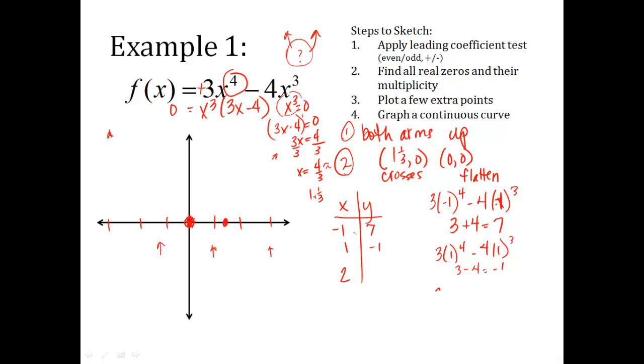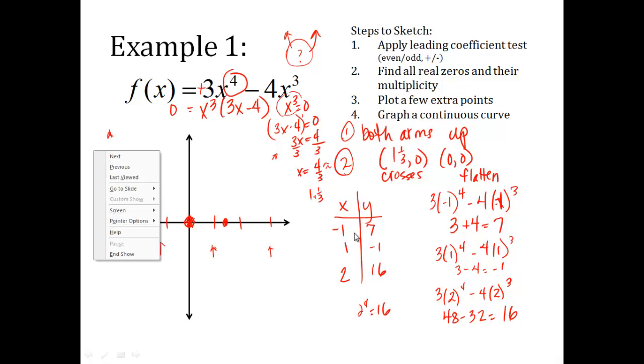And then if I do a 2, 3 times 2 to the 4th minus 4 times 2 to the 3rd. Okay, 2 to the 4th is 16. 16 times 3 is 48, minus 2 cubed is 8, times 4 is 32. So that makes that a 16. Now I have some more points I can plot, that I can put my curve through, all right? So at -1, it's at +7, so that's somewhere up here.